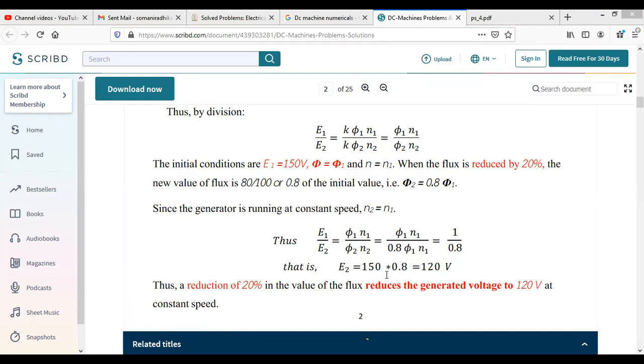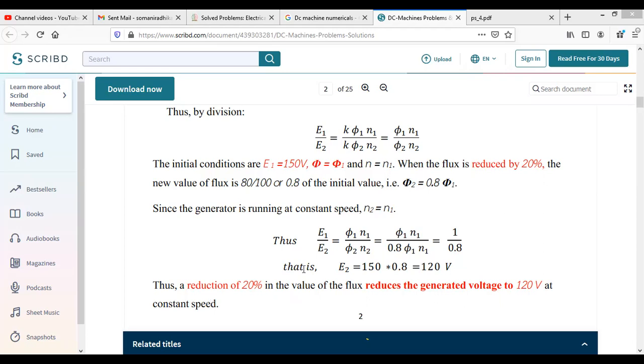Okay. So when you put all these values of E1 and 0.8, you will get the change in generated EMF. That will be 120 volt. Here you can see the given voltage is 150, but it reduces because there is a reduction in the value of flux, and as the value of flux changes, it reduces the generated voltage. So from 150, we get less, 120 volt, and here we are taking the speed constant.